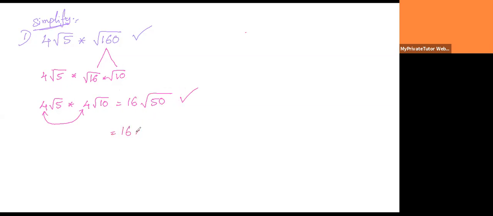So what you do is split this as square root of 25 times square root of 2. The square root of 25 is 5. So what is 16 times 5? Which is 80, right? So 80 root 2 is the answer. So these are the simplifications. I hope everyone understands.